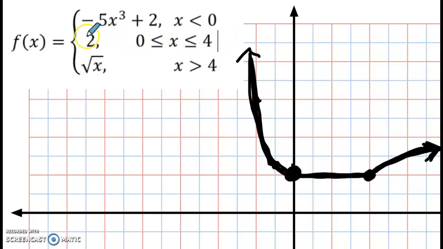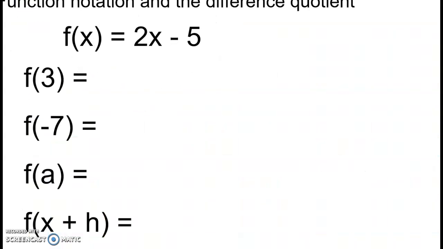When I put 4 in here, I get 2. And when I put 4 in here, square root of 4 is 2. So the hole gets filled in by the other function. Anyway, that's our other piecewise function.